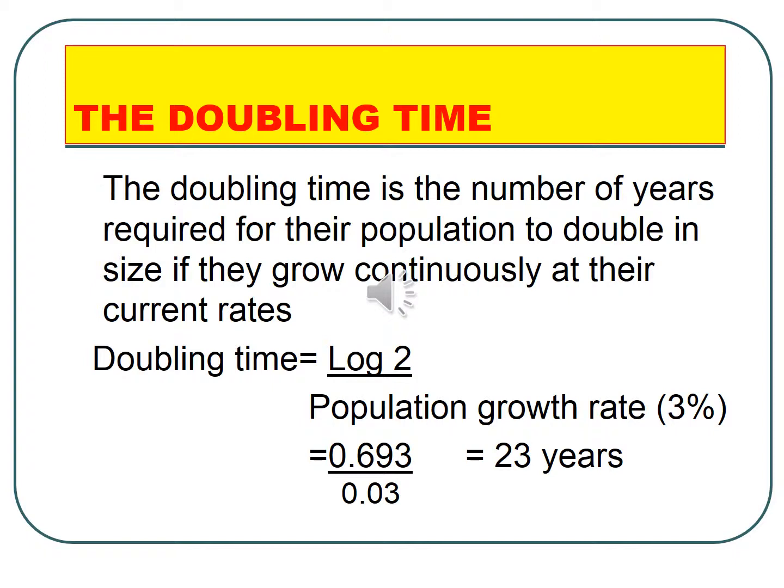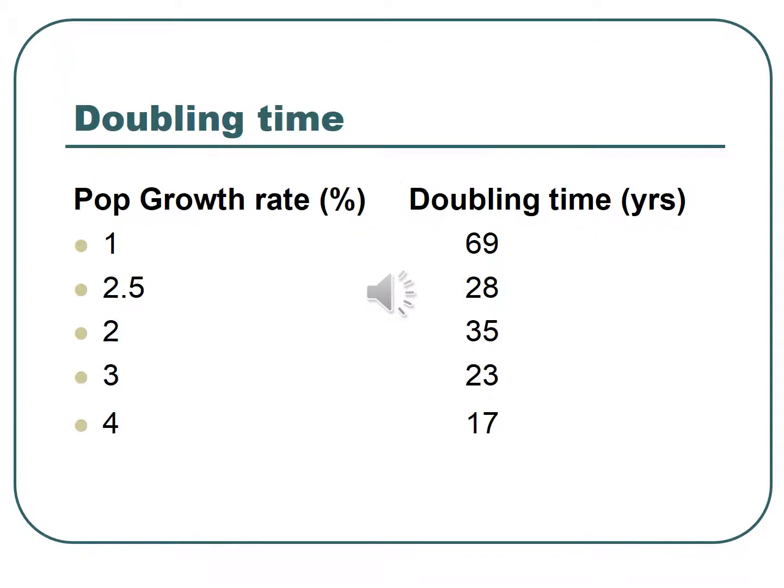The doubling time is a concept which denotes the number of years required for a population to double in size if they go on continuously at the current rates. The formula for doubling time is log 2 divided by the population growth rate. A value of 23 years means it takes 23 years for the population to double in size. This slide summarizes the doubling time for different population growth rates.